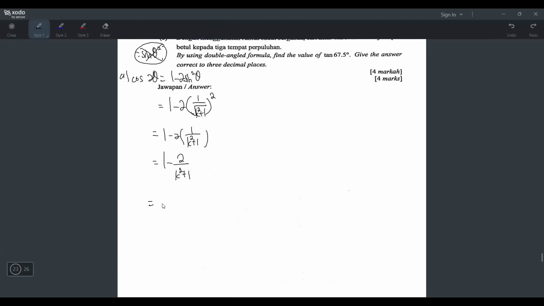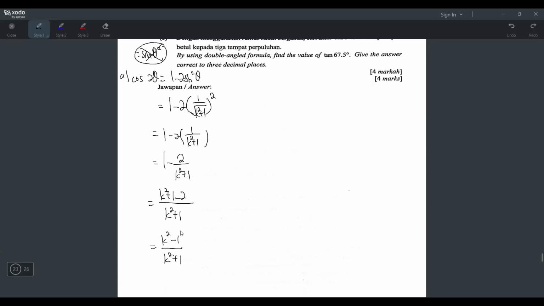Yeah, you combine into a single fraction. If you want to combine into a single fraction, you have to make the denominator the same first. So you have to make the denominator k square plus 1. It means this 1 has to be multiplied by k square plus 1. So you get k square plus 1, because 1 times k square plus 1 is k square plus 1, and then minus 2. Now k square plus 1 minus 2 gives you k square minus 1 over k square plus 1. Right? Okay, I think this is the answer.